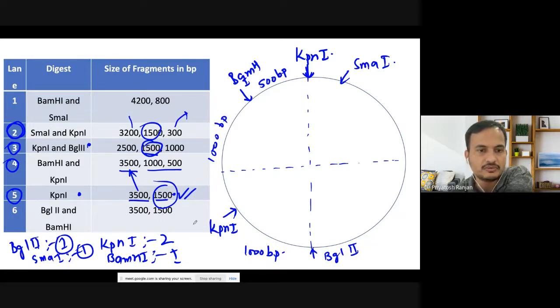There are total four enzymes, if I'm correct: KPN1, BglII, BamH1, SmaI. KPN1 has two sites while all the other enzymes have one site. So if these are done correctly, these are going to be true. Just check. KPN1 and SmaI in this case is going to generate 300, and then from here to here it is going to generate 3200 base pair. Seems all right to me.